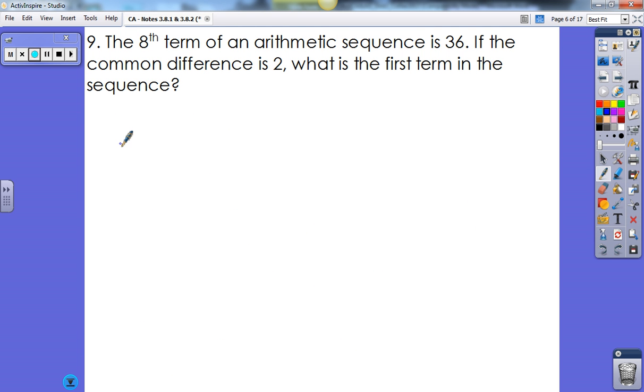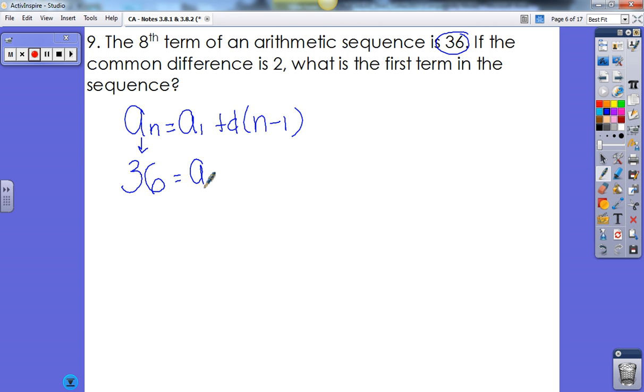Alright, this one is working a little bit backwards. It's asking us to find the first term, and it gives us the 8th term. So if you recall, let's go back to this general formula. Okay, it tells me that the 8th term is 36. So I have a specific term number. It's the 8th term, but the actual value of it is 36. So that is my nth term, because the 8th term is 36.